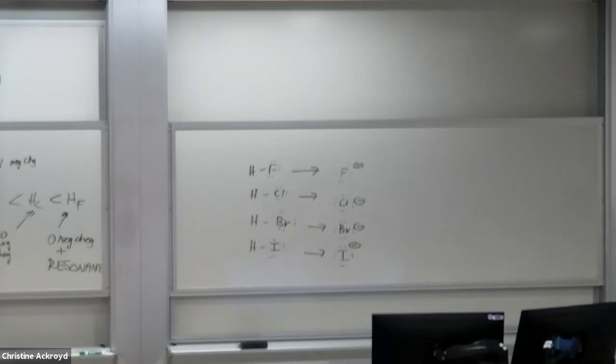Fluoride is pretty small, it's really teeny. And so the negative charge in fluoride is compressed into a very small space. That's not very stable. So what happens to the acidity of hydrogen fluoride? Hydrogen fluoride is actually a weak acid, where all the other ones are strong.